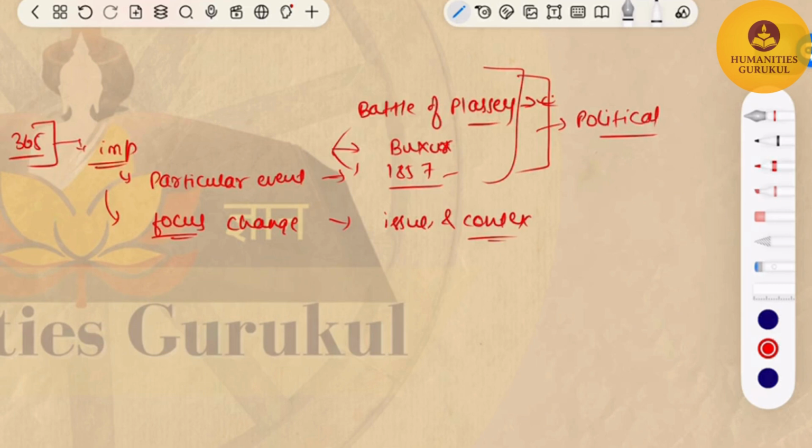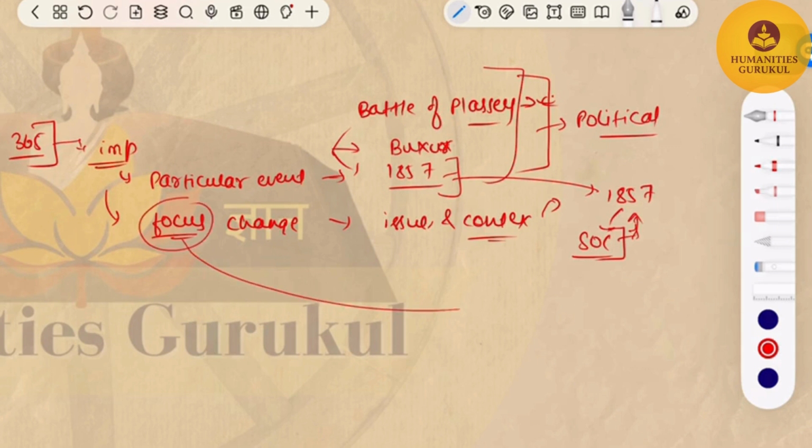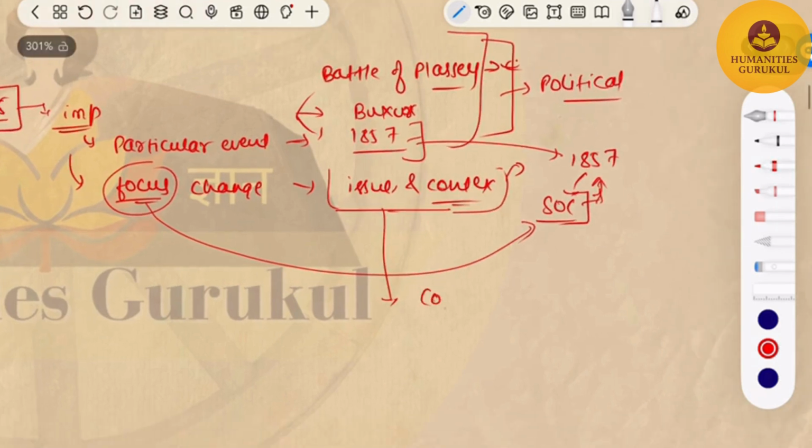But suppose, for example, we are targeting in this topic only 1857, and we are going with some social aspect: what was the social impact, why this pushed 1857. So now you are seeing the focus change. Now the focus is on society. So now issues and context. Why? Because now we will go with somewhat common people. What common people faced during British rule and how they united themselves.